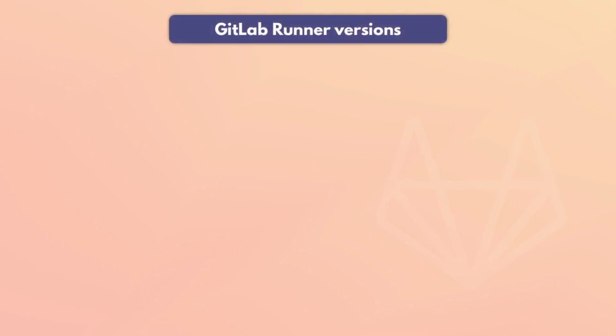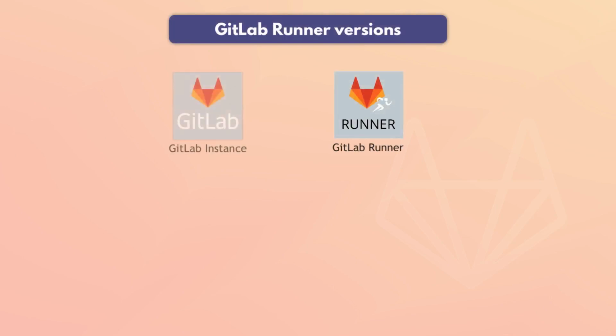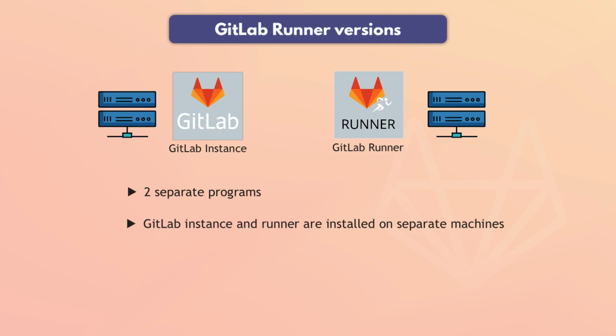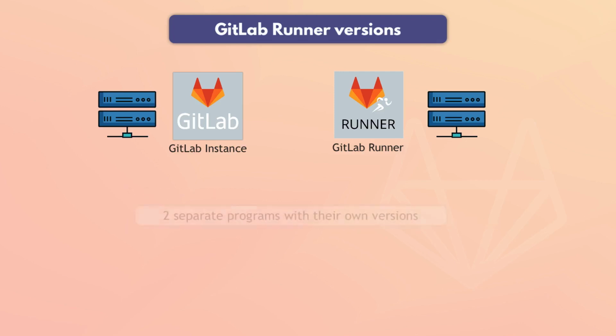There is one more thing I want to quickly mention regarding the GitLab runners and the GitLab instance that these runners are connected to, and regarding the versions of the runners. Now, GitLab server, or GitLab installation, is a different program that is installed on a separate machine that basically manages the whole GitLab setup. And GitLab runner is a different program that we install on other servers, and then we connect it or register it to the GitLab instance. So these are two separate programs with their own versions.